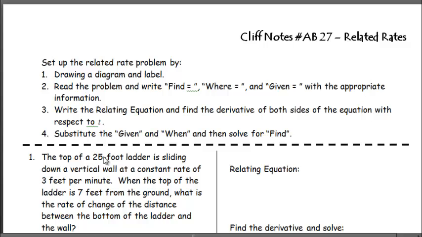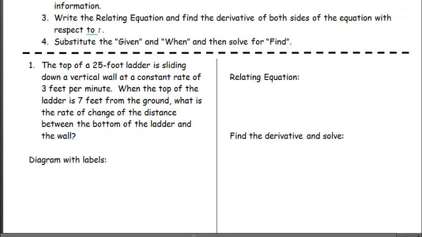Okay, so we have a ladder. It's 25 feet. It's sliding down a vertical wall. We're told the constant rate at which it's sliding down the wall. And then it asks us to consider when the top of the ladder is 7 feet from the ground, what is the rate of change of the distance between the bottom of the ladder and the wall.